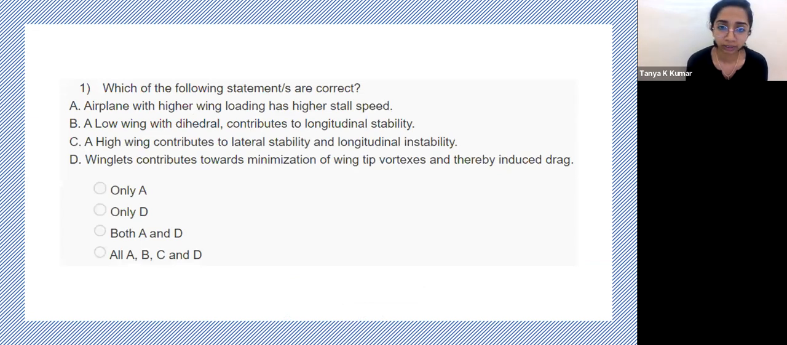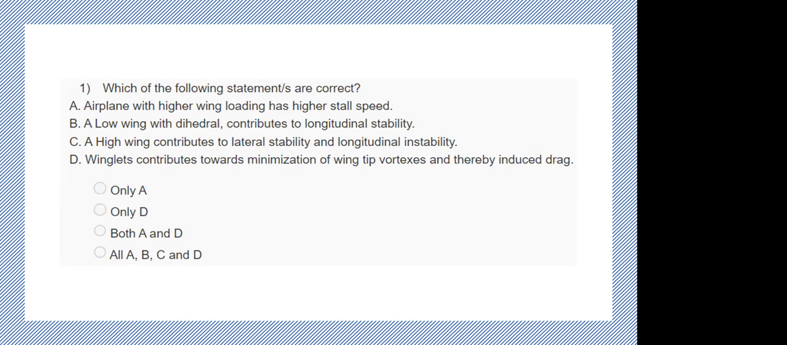Which of the following statements are correct? A: Airplane with higher wing loading has higher stall speed. B: A low wing with dihedral contributes towards longitudinal stability. C: A high wing contributes towards lateral stability and longitudinal instability. D: Winglets contribute towards minimization of wingtip vortices and thereby induced drag. Which points do you think are right? A and B are right. A and D are right.